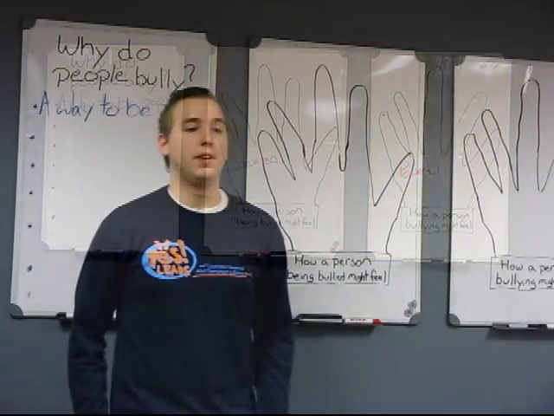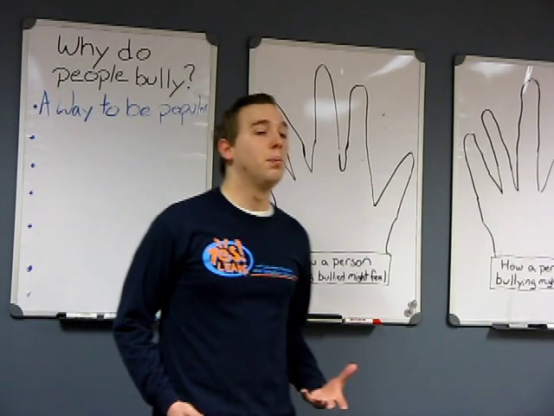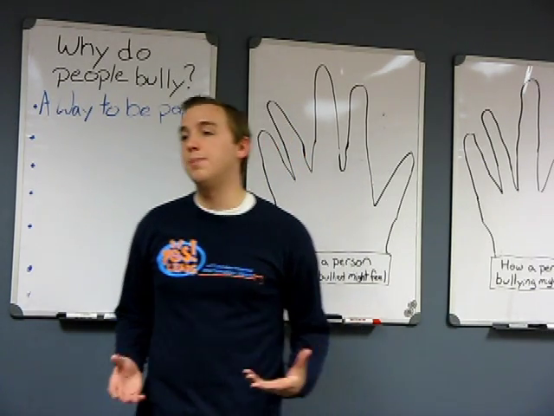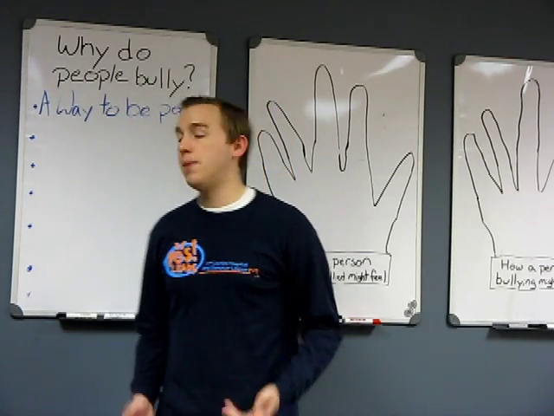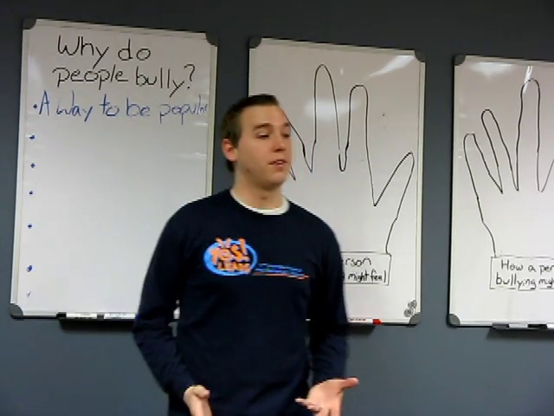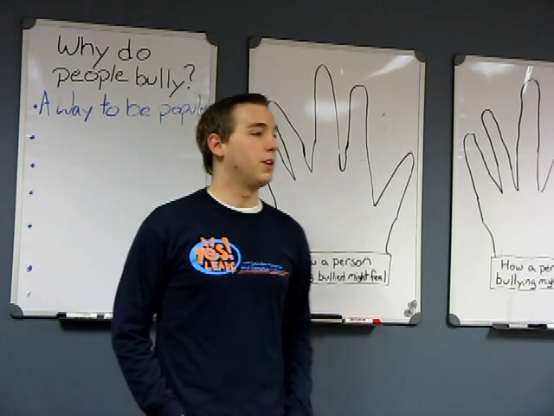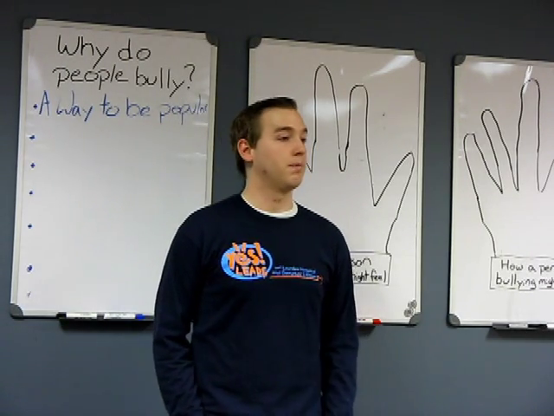So now we're going to do an activity that focuses on bullying. People bully for a variety of reasons. Sometimes it's done deliberately, sometimes it's done on an accident. But one reason that somebody may bully is because they think it's a way for them to be popular. What do you think are some other reasons that somebody may bully another person?